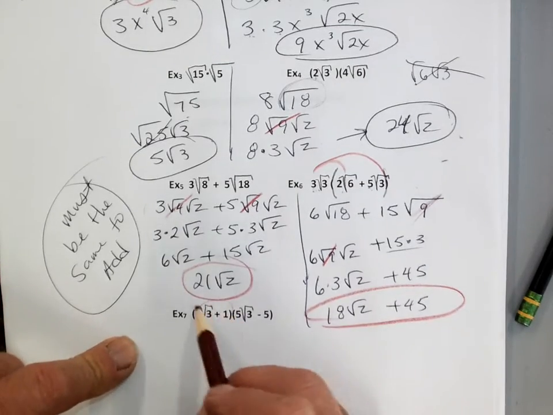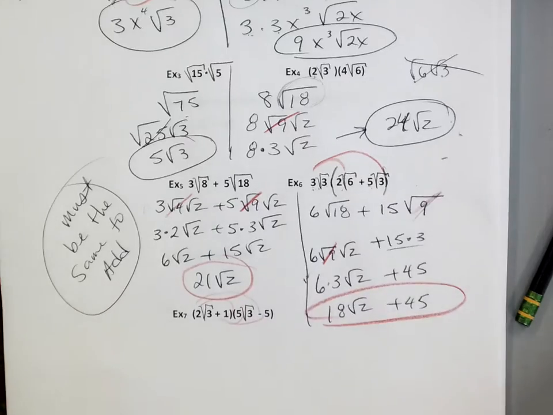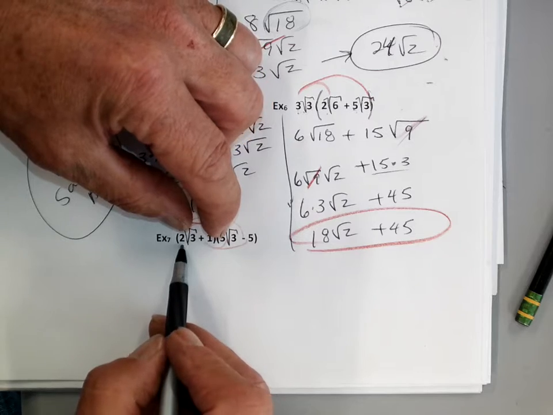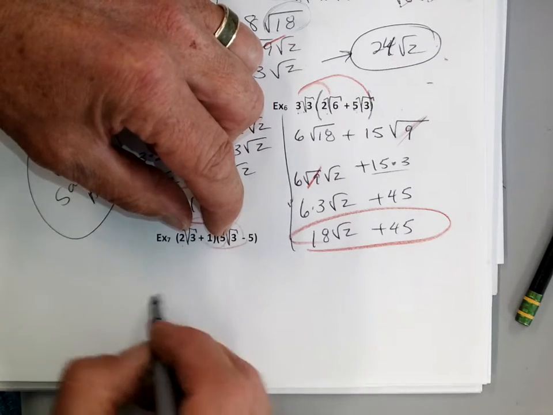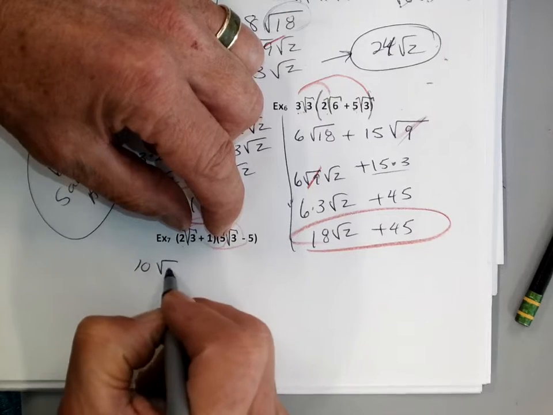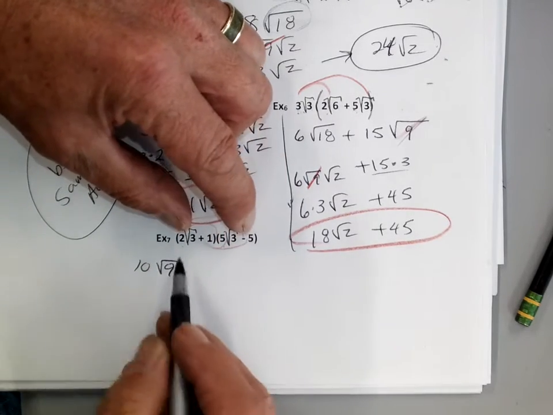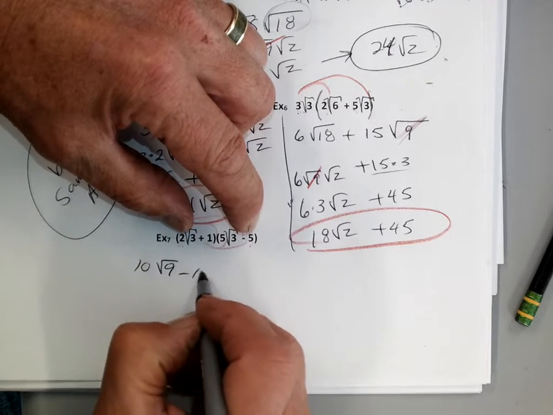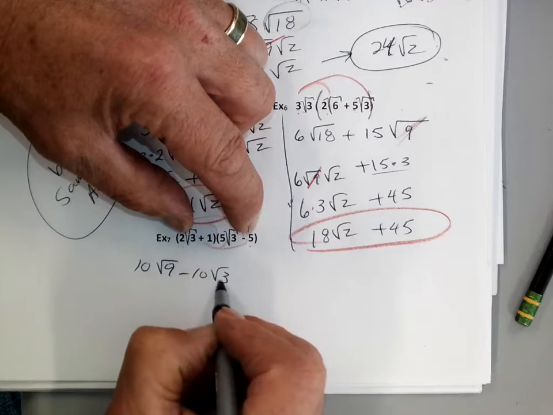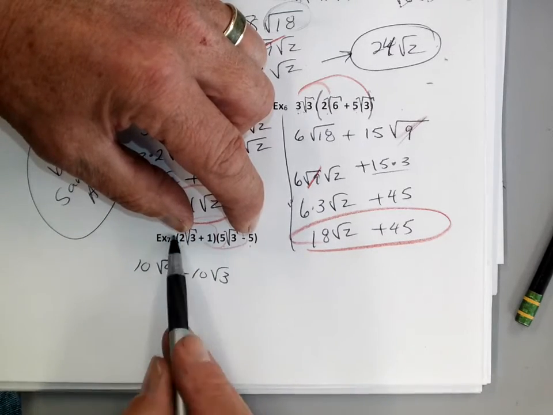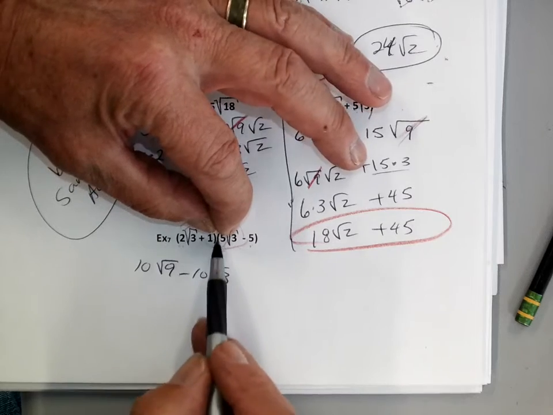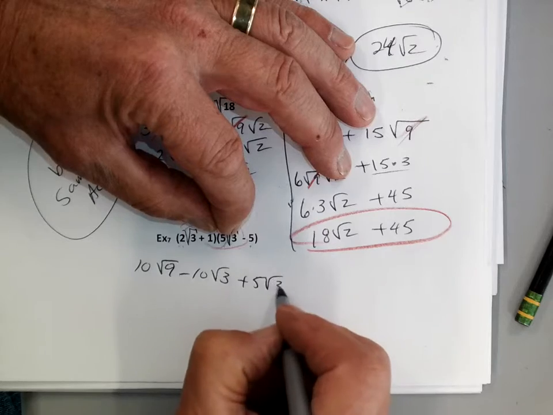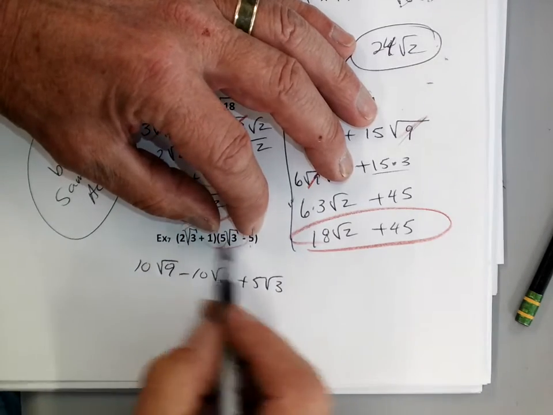Okay, number 7 is basically a FOIL problem. You know, this times this, this times this, this times this, this times this, right? So let's take a look at it. I'm going to multiply whole number to whole number. So 2 square roots of 3 times 5 square roots of 3 makes a 10 square roots of 9. Then 2 square roots of 3 times negative 5, whole number to whole number, so I'm going to get a negative 10, but I have to also have the square root of 3. And then the inside, 1 times 5, multiply the whole number, so I get a positive 5, but I also have to multiply by the square root of 3, so there's my square root of 3. And then finally, 1 times negative 5 is negative 5.